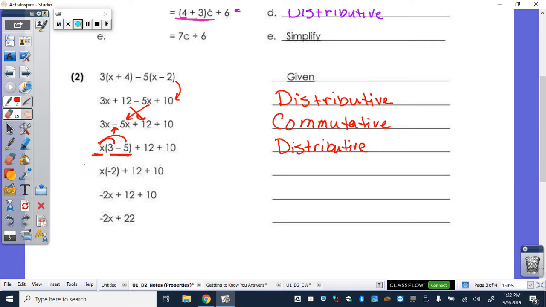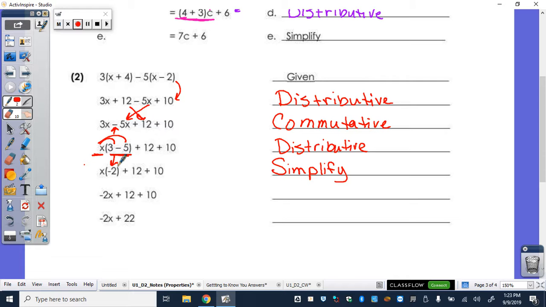We'll keep practicing that. All right, now the next one, it's not really a property. What did they actually do? They simplified. They actually subtracted 3 minus 5 to give them a negative 2. We subtracted those, we got -2, so that's just to simplify.